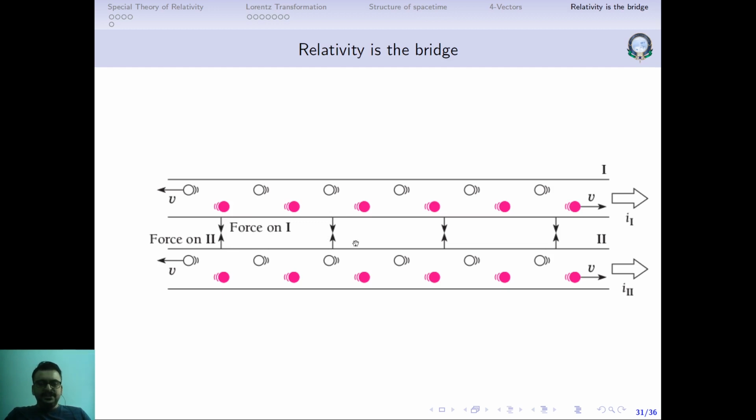Now, what do we attribute this force to? We simply say that this current-carrying conductor, because it's a current, creates a magnetic field here. And the charges here are moving. Those moving charges in a magnetic field experience a force which attracts them towards this side.